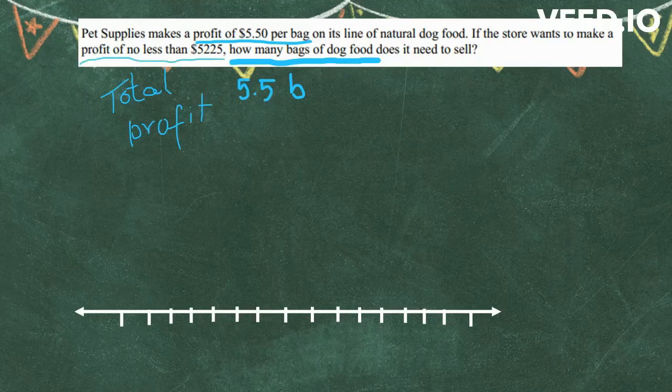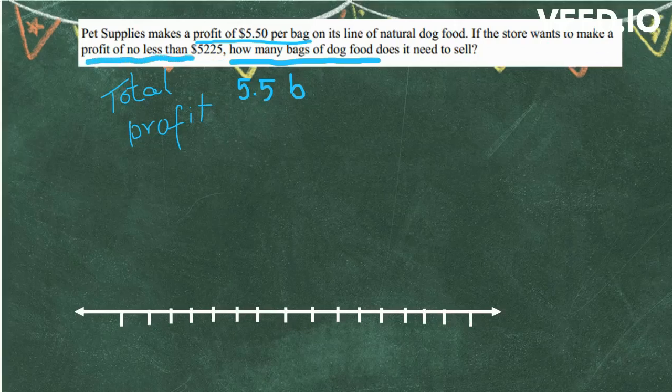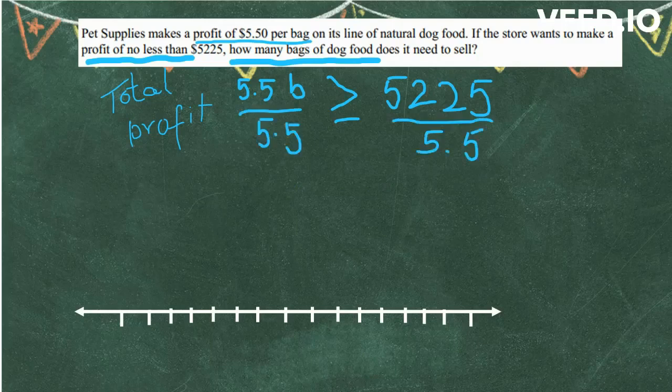But the store wants to make no less than $5,225, which means at least it wants to make $5,225. At least meaning no less than, which is nothing but greater than or equal to. So it is happy with 5225 or even more than that, so greater than.